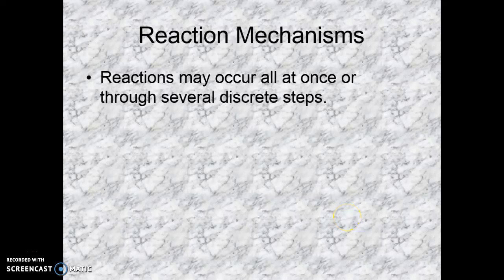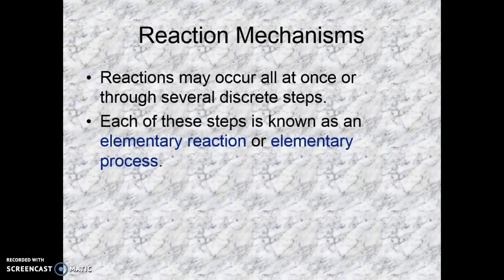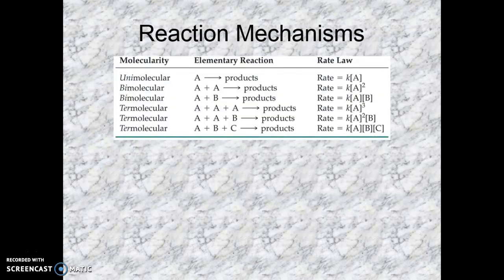Okay, so let's take a look at our final idea of the kinetics unit, and that is reaction mechanisms. Reactions can occur all at once or through several discrete steps. Each of these steps is known as an elementary reaction or an elementary process. So here you have some examples of different kinds of reactions.